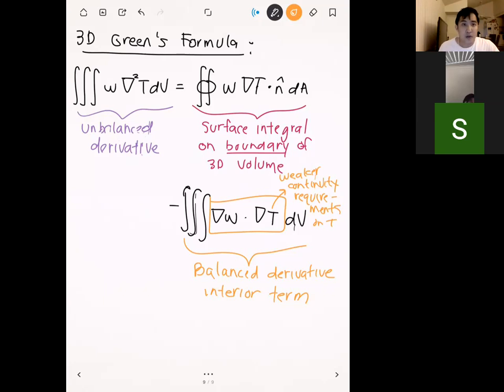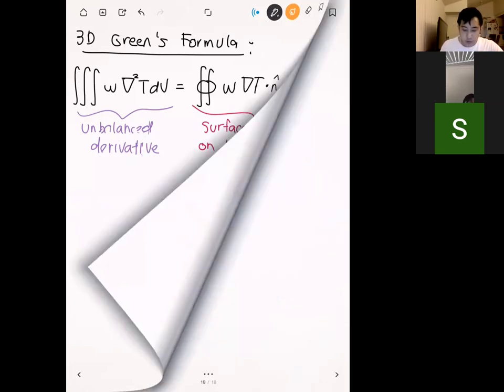And so don't worry about evaluating these just yet, because that's going to be the subject of the next few weeks. But I just want to introduce the idea that just because we're in multiple dimensions doesn't mean we can't do integration by parts. It's just that we have to do it a little bit differently, and the way we do that is with Green's formula.